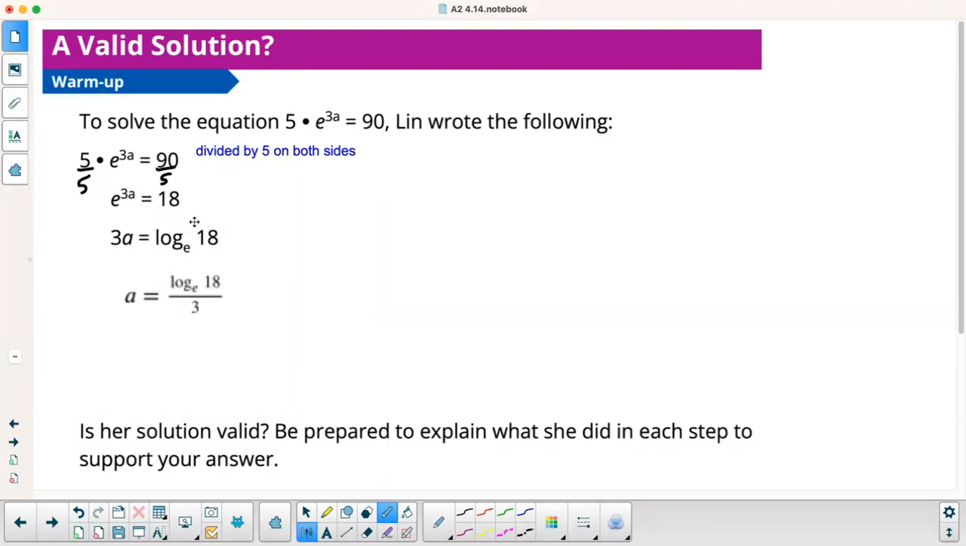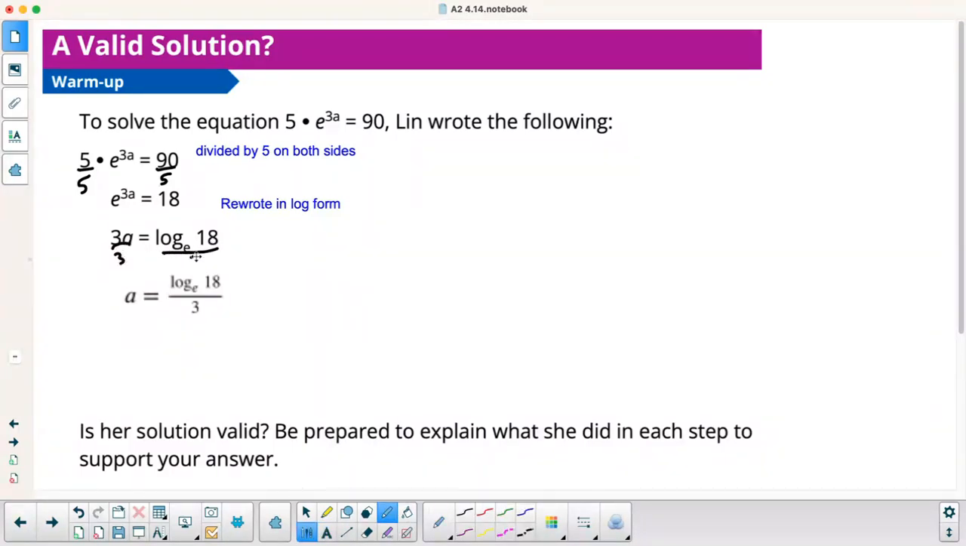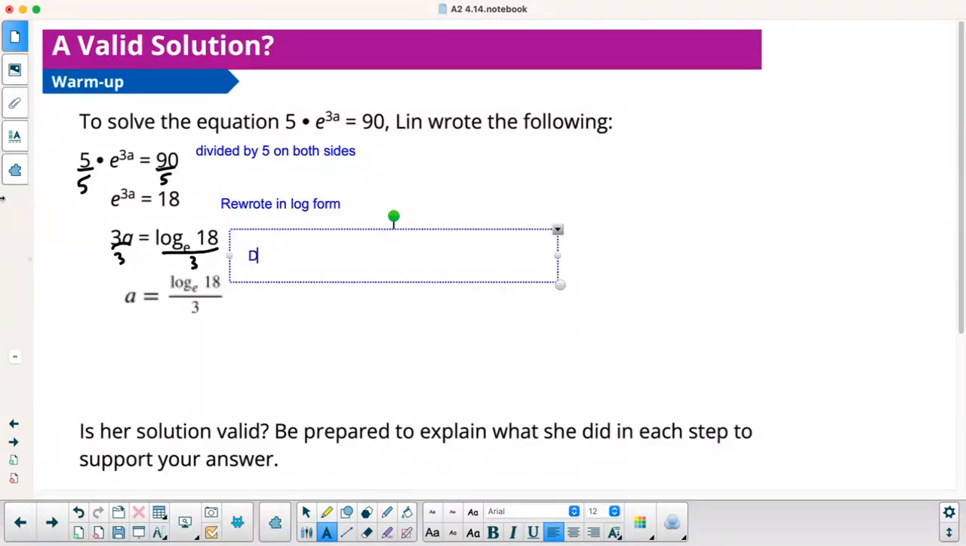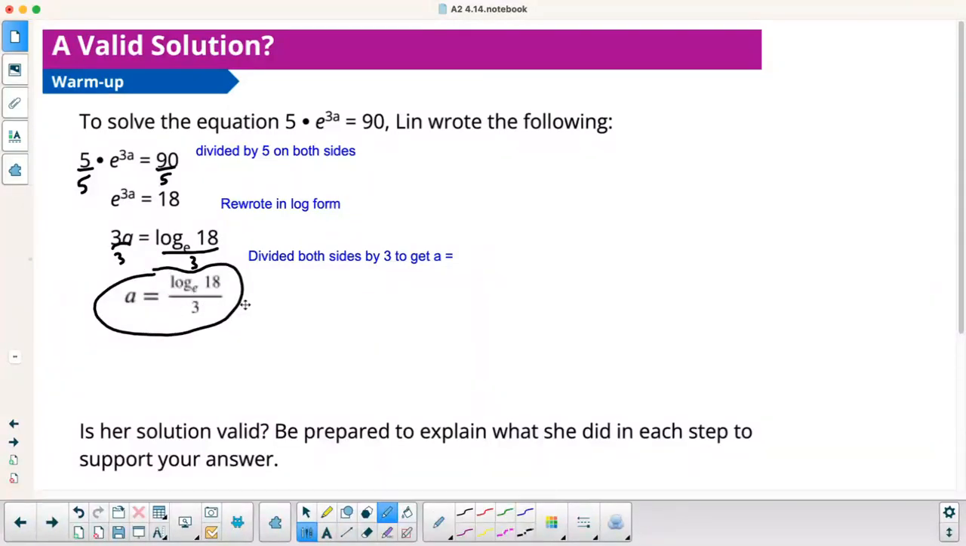So then that got her to here, and then to get to the next step, it looks like she rewrote in log form: log base e of 18 equals 3a. And then she divided each side by 3 to get a by itself. Be careful, divide the whole thing by 3. Don't just divide the 18 by 3. So there you go. This is actually an exact answer, okay? That is your answer. Now it looks kind of weird because we're used to getting numbers, but this is actually a number. So, e to what power equals 18 divided by 3.